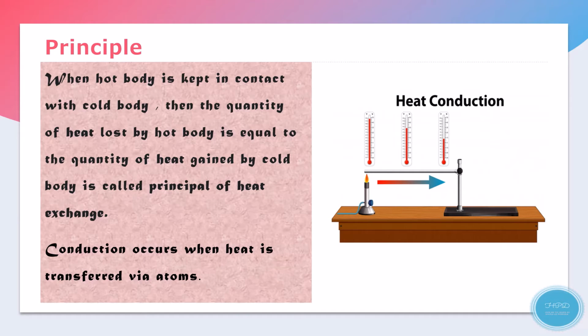What is the principle of conduction? When a hot body is kept in contact with a cold body or an object, then the quantity of heat lost by the hot body is equal to the quantity of heat gained by the cold body, which is called the principle of heat exchange. Conduction occurs when heat is transferred via atoms. So here is one example of heat conduction you can see there.